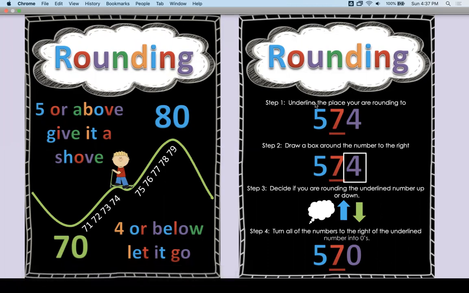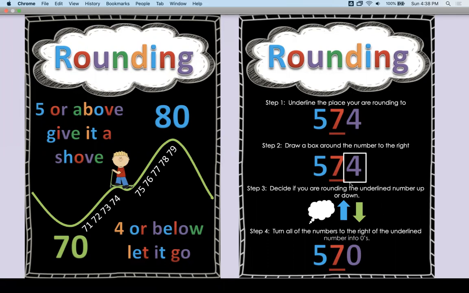Let's look at this example where we're trying to round a number to the nearest 10, because that's the number that's underlined. I like to call the number to the right the boss number, because it tells you what to do. So we're going to underline the place that we're rounding to, and then you could put a box around the number that's to the right of it. Or sometimes I'll even draw a little arrow above it to say, this is the boss number. This is the number that's going to tell that 7 what to do.